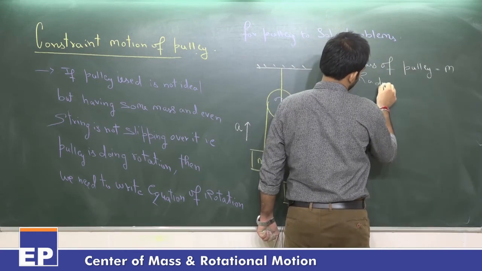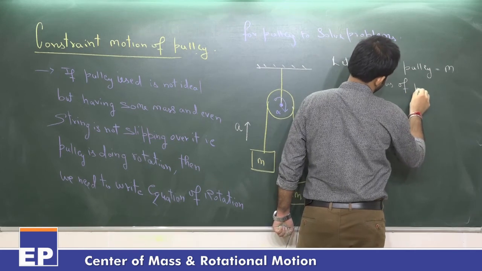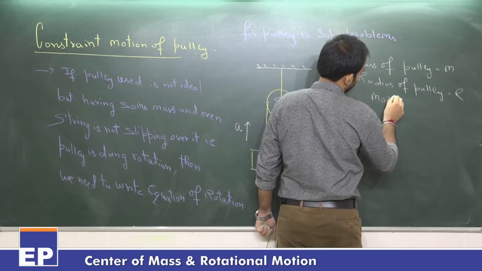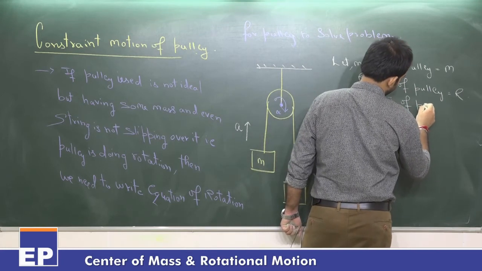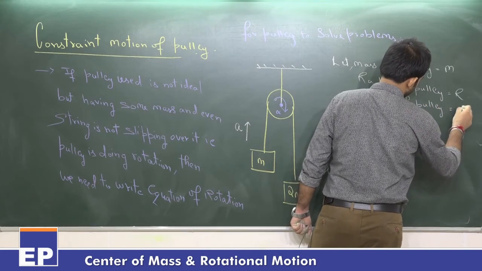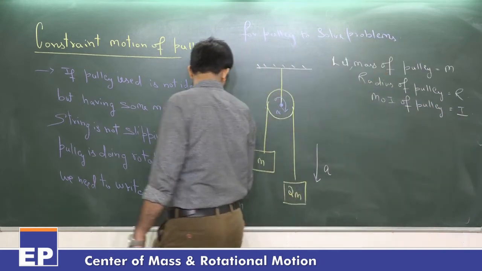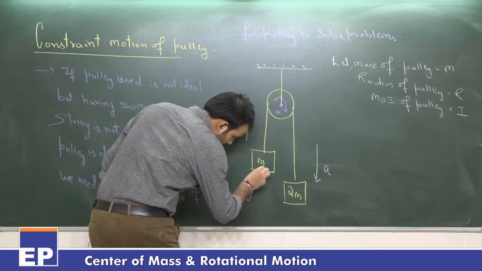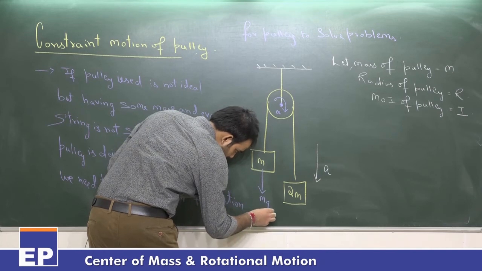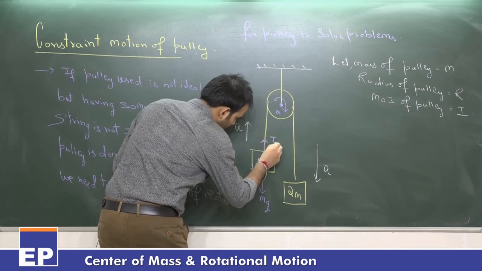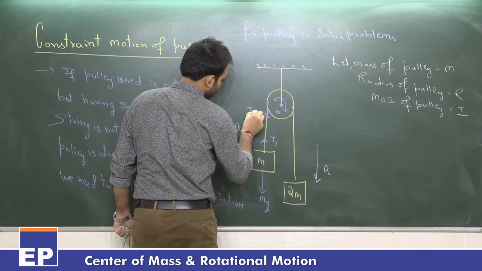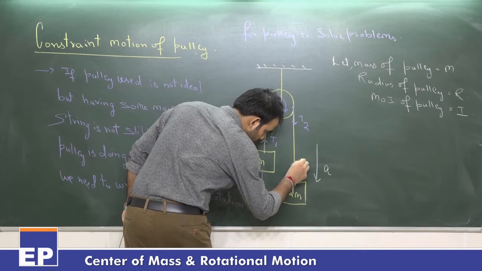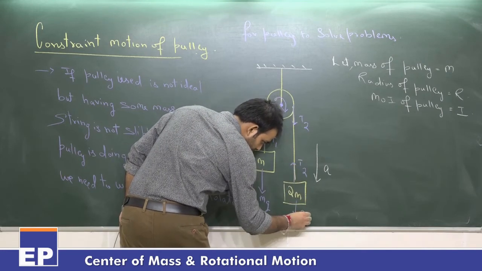Radius of pulley is r. Moment of inertia of the pulley is equal to I. So if it is rotating, this time the tension is also not equal. Here mg is acting. Here T1 you can take, so here it is also T1. Here it is T2, so here it is T2. Here T2 is acting, and here 2mg is acting.